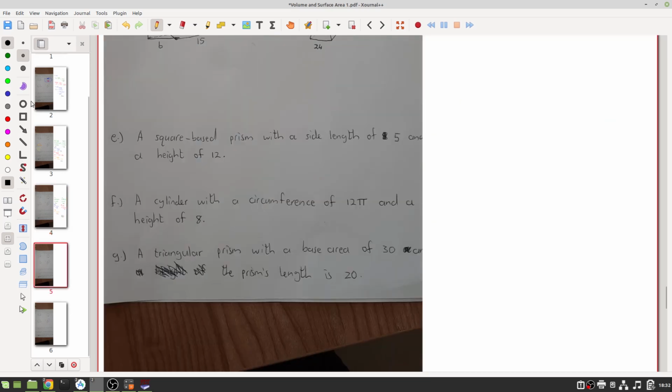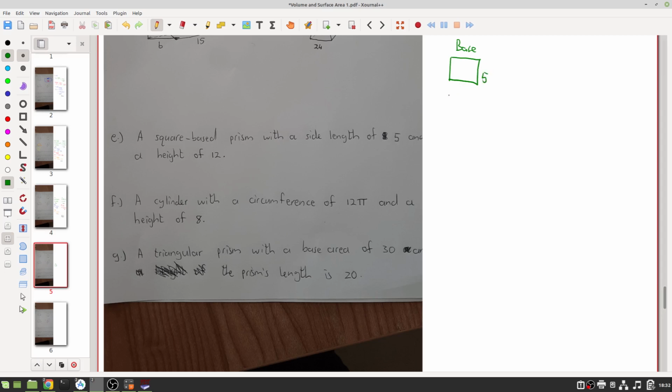Okay, question E. So a square-based pyramid with a side length of 5 and a height of 12. Okay, so they tell us the base is a square. So this time I'm not going to draw the whole shape. I'm going to say that's the base. They tell us that's the base. And this side length is 5. So that's a square with sides of 5.